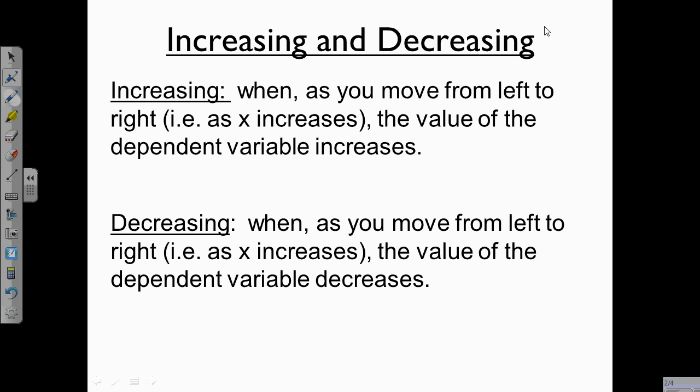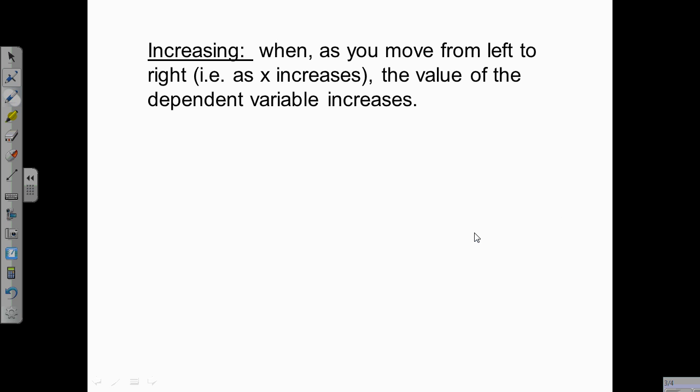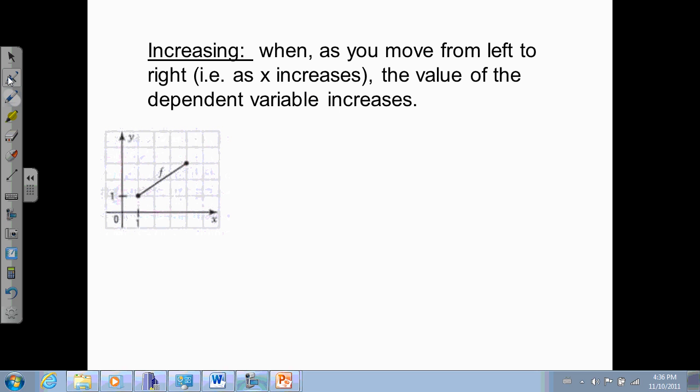For decreasing, same idea. When we move from left to right again, still as x increases, the value of the dependent variable, or y, decreases. So we're going to be going down. Let's take a look at increasing first, and we'll take a look at a couple examples.